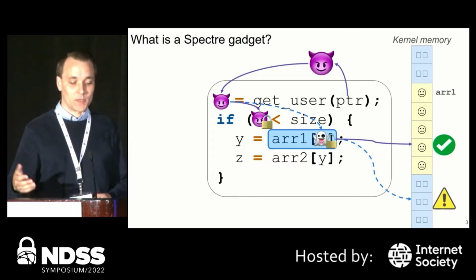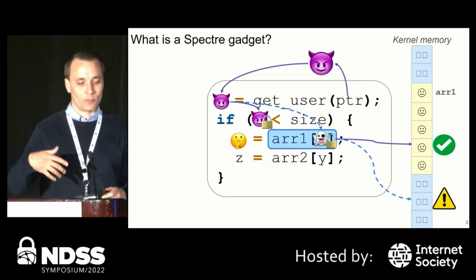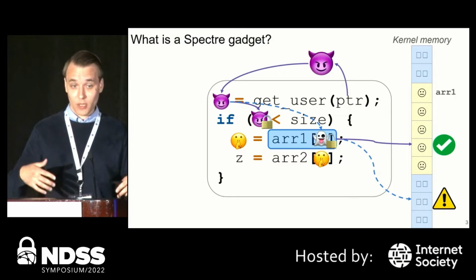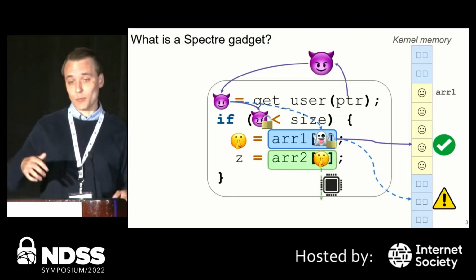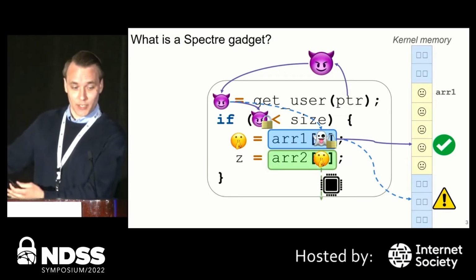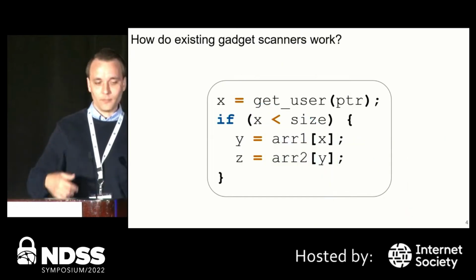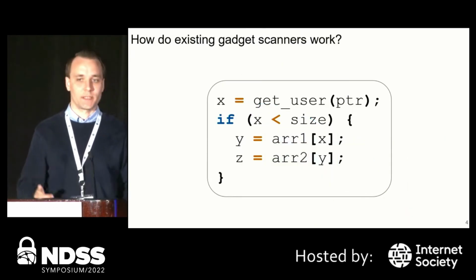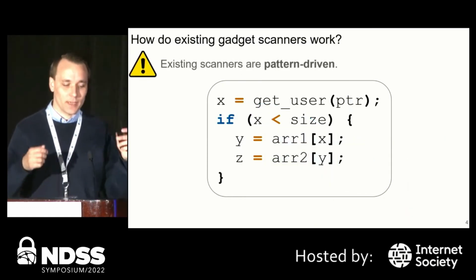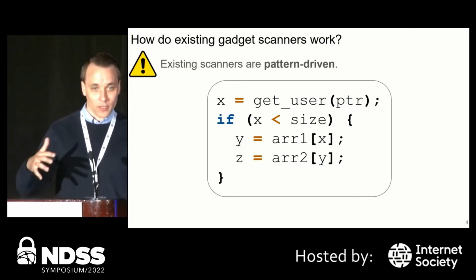And so this could load secret data, and then the secret data would propagate, and if the secret data is then used as a pointer or something, this would affect the state of the CPU's data caches. This can leak to an attacker. So the follow-up question is, how do existing gadget scanners work? And so the problem is that existing scanners are all entirely pattern-driven.